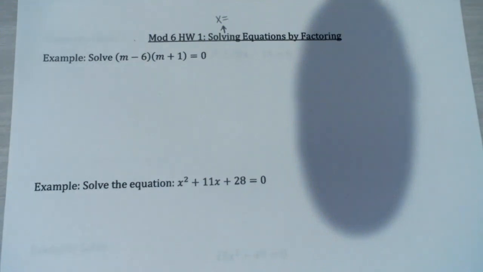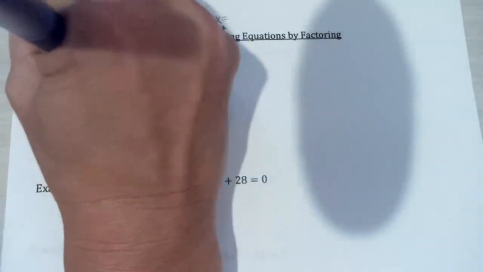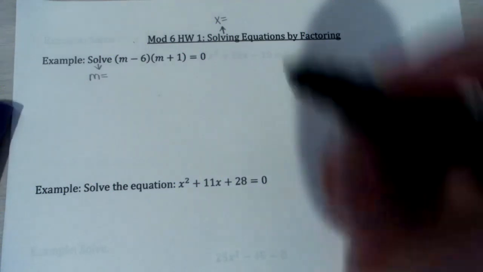So our first example says solve m minus 6 times m plus 1 equals 0. So whenever it says solve, we're looking for our answer to be m equals. So to solve these, notice it's already in factored form. So what we're going to do is set each factor equal to 0 and solve.